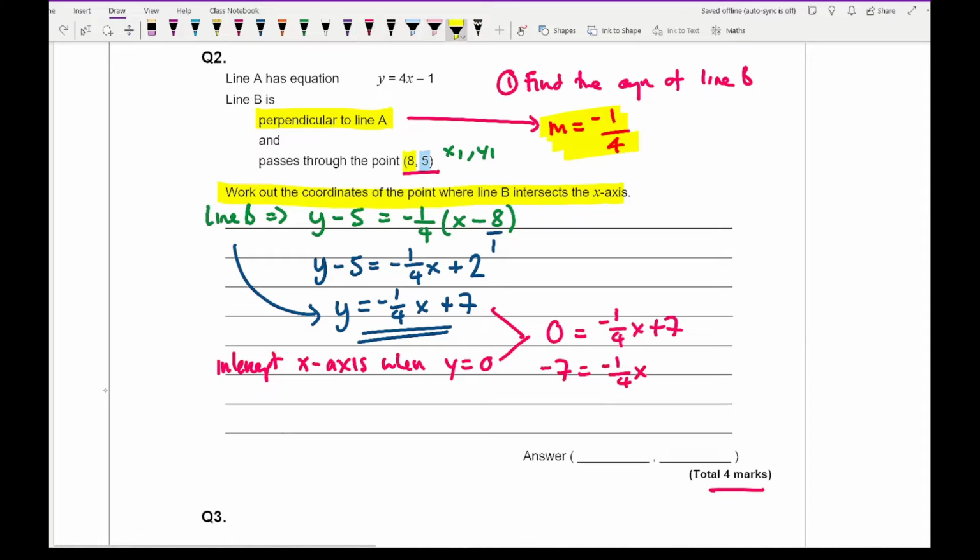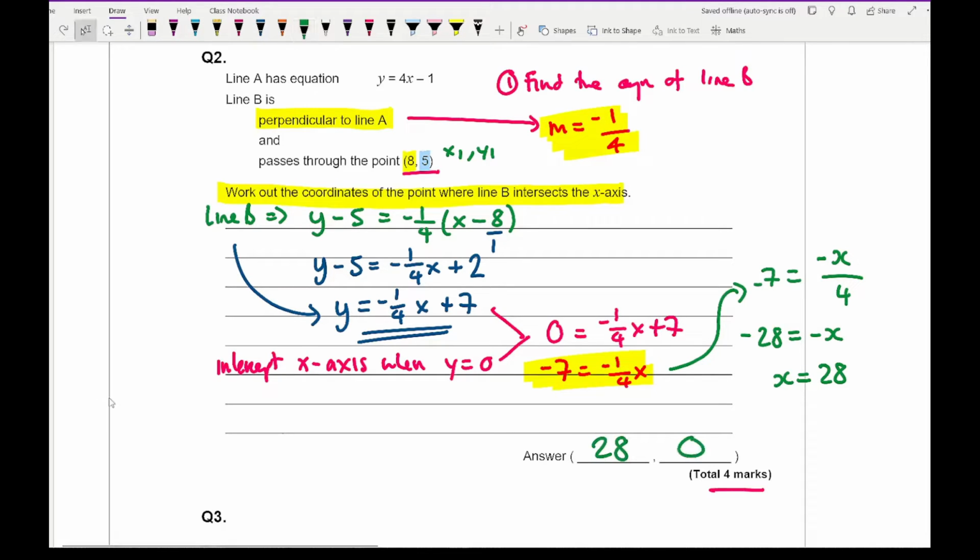Now another way of writing this is to write it like this. So I've got minus x over 4. I take the 4 over, so that becomes minus 28 equals minus x. So x equals positive 28. So the coordinate where it crosses the x-axis is going to be at 28, 0.